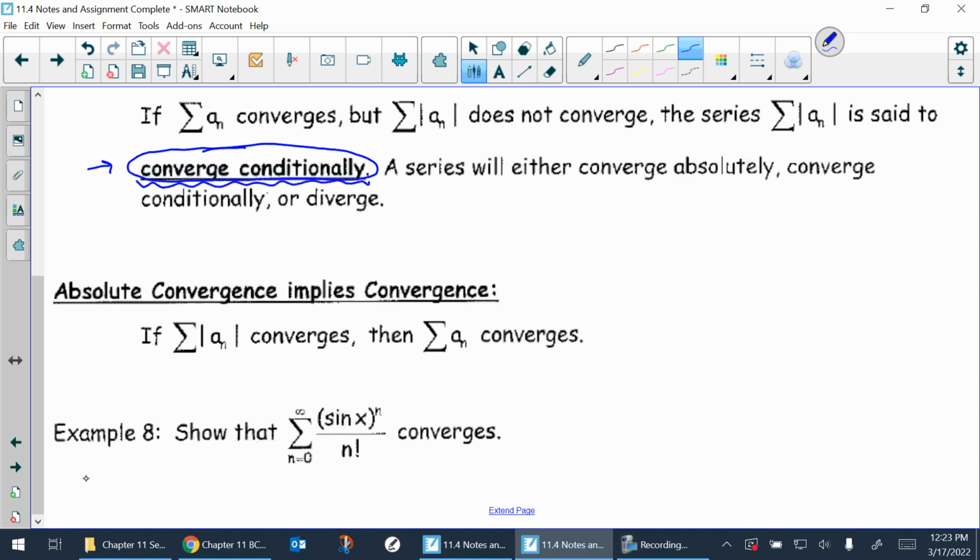So let's take a look at example 8. Now, here's what I know. I know that the sine of x to the n over n factorial, every single term of this is going to be less than 1 over n factorial. Because the sine is trapped somewhere between -1 and 1. So all of those terms are going to be less than this.